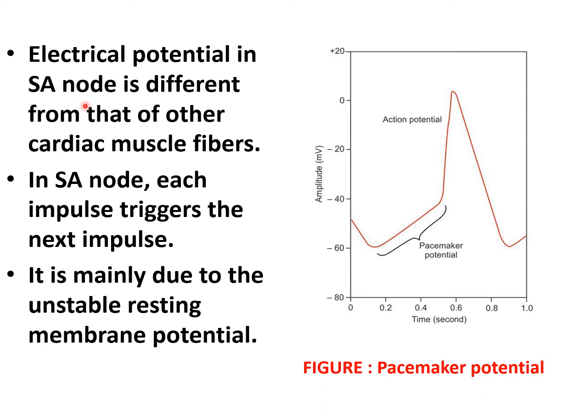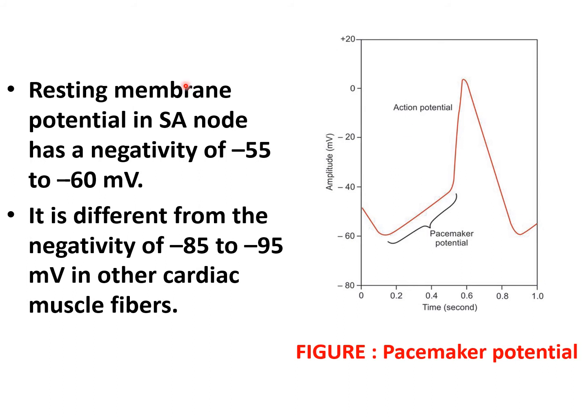The electrical potential in the SA node is different from that of the other cardiac muscle fibers. In the SA node, each impulse triggers the next impulse, and it is mainly due to the unstable resting membrane potential. The resting membrane potential in the SA node has a negativity of about -55 to -60 millivolt, which is different from the negativity of -85 to -95 millivolt in other cardiac muscle fibers.